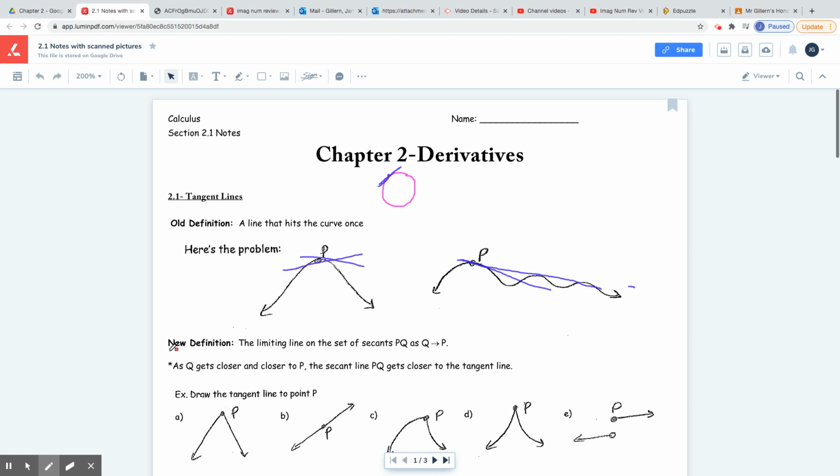So the new definition is the limiting line on the set of secants PQ as Q approaches P. What does that mean? All right. Well, I'll explain that in a second. So basically what it means is this: as Q gets closer and closer to P, the secant line PQ gets closer to the tangent line.